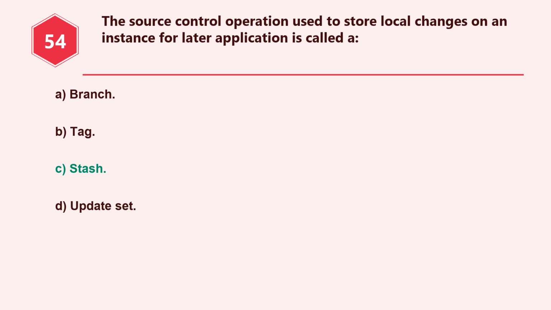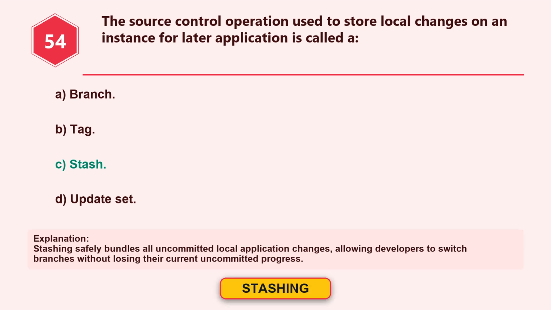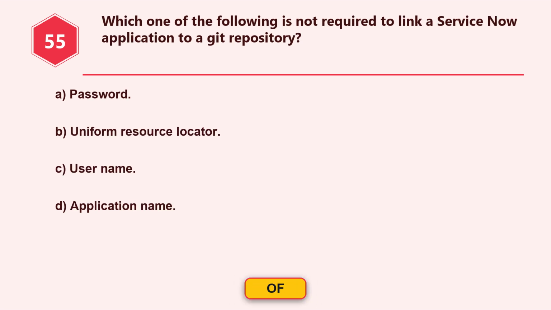The correct answer is option C, stash. Stashing safely bundles all uncommitted local application changes, allowing developers to switch branches without losing their current uncommitted progress. Question 55. Which one of the following is not required to link a ServiceNow application to a Git repository? Option A, password. Option B, uniform resource locator. Option C, username. Option D, application name.